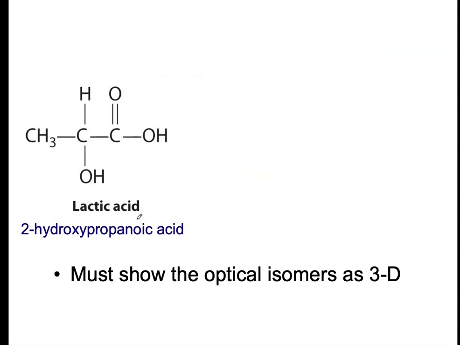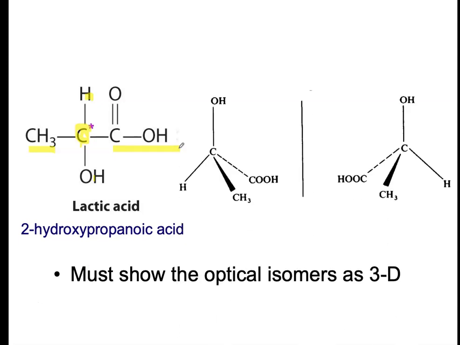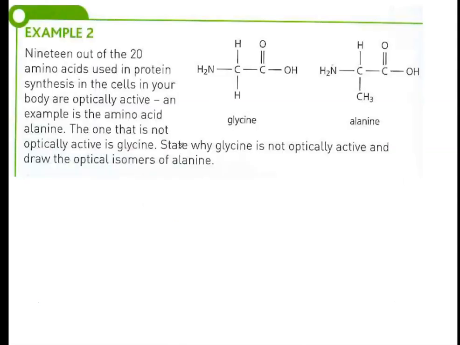Another example is lactic acid. You can clearly see this carbon which I'm highlighting for you. This is your chiral carbon. It has a hydrogen, OH, CH3 and COOH attached. Therefore, it's your chiral carbon. Then we put an asterisk to identify the carbon which is chiral. And those are the two mirror images in 3D.